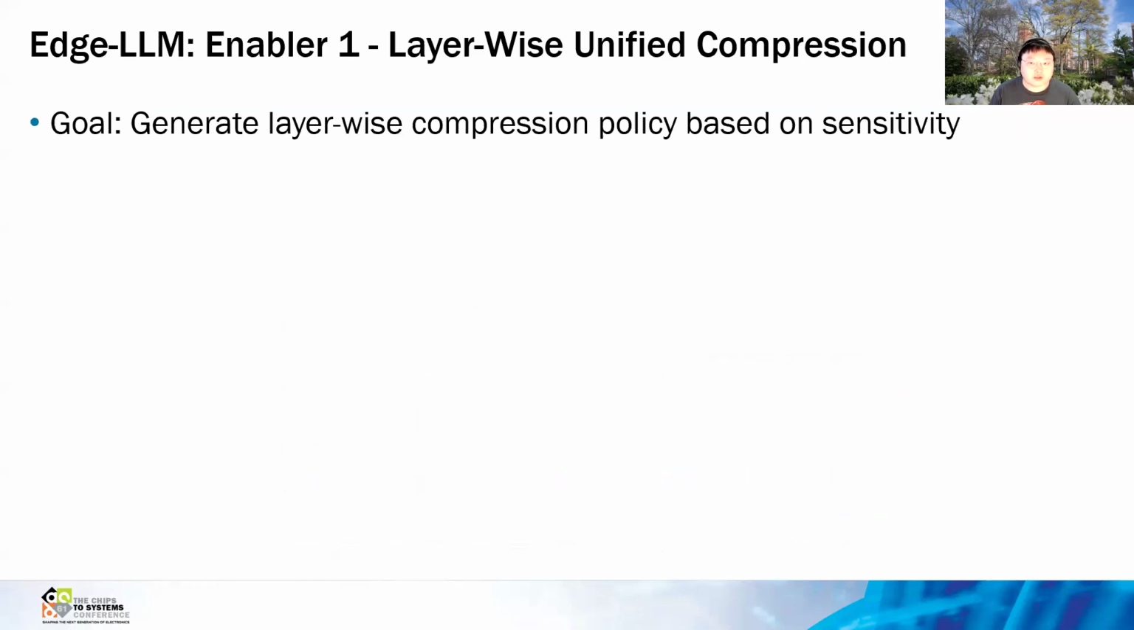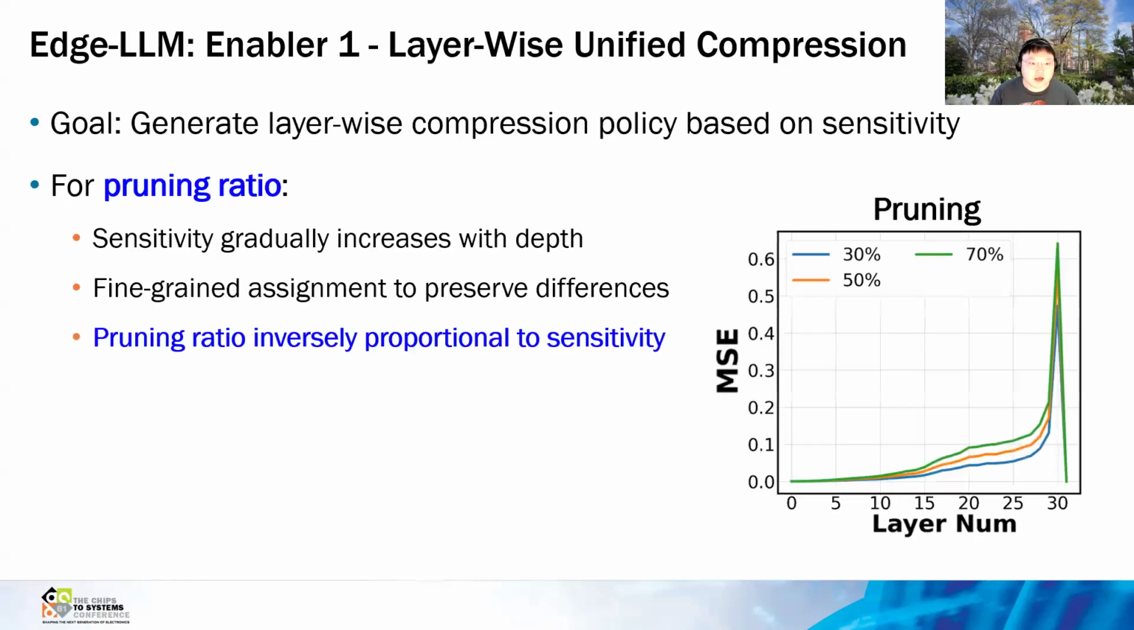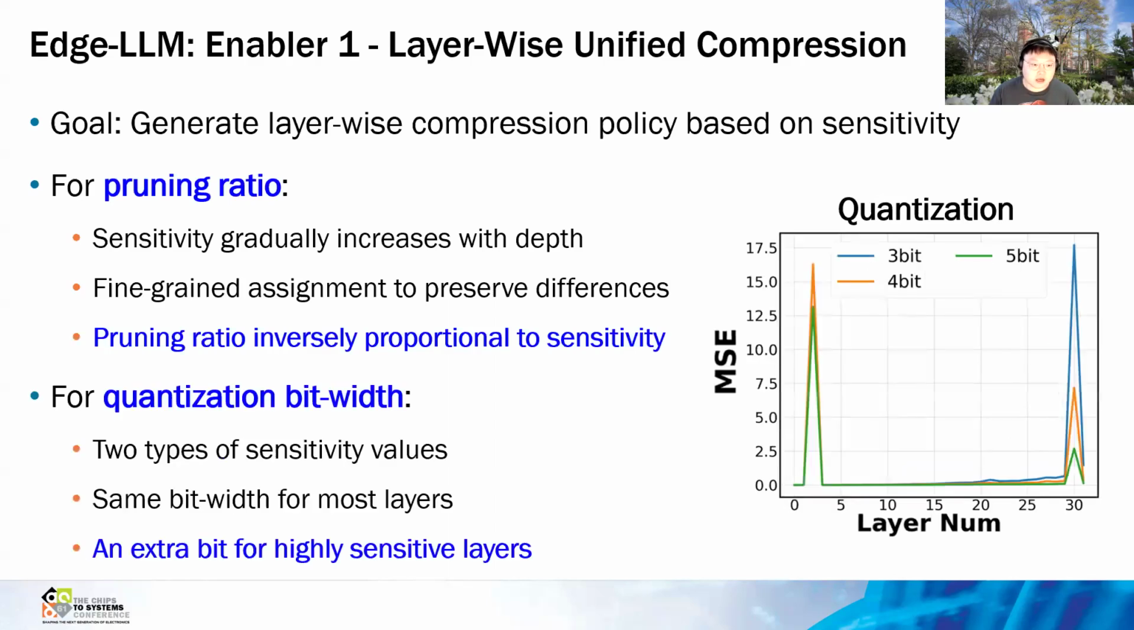So our goal in layerwise unified compression is to generate a layerwise compression policy based on sensitivity. For the pruning ratio, as shown in the right figure here, the sensitivity gradually increases with depth, and we want to keep a subtle difference between different layers, so we propose a fine-grained assignment to preserve it, by designing the pruning ratio inversely proportional to the sensitivity. And for quantization bit widths, we propose two types of sensitivity values, using the same bit width for most layers and adding an extra bit for highly sensitive layers.